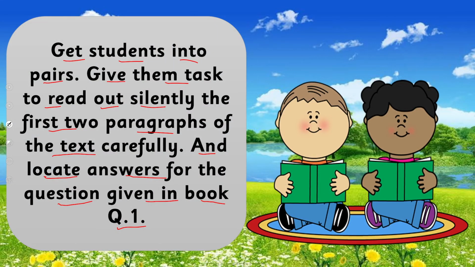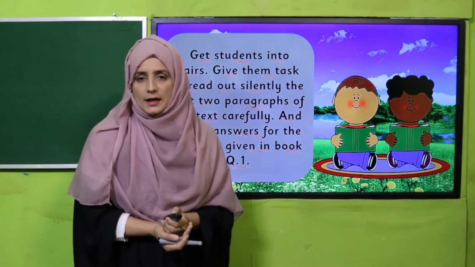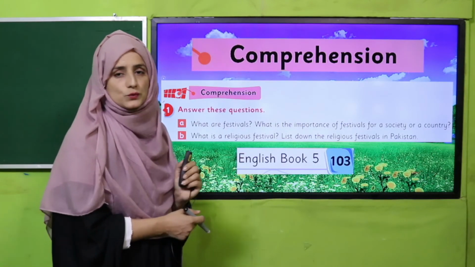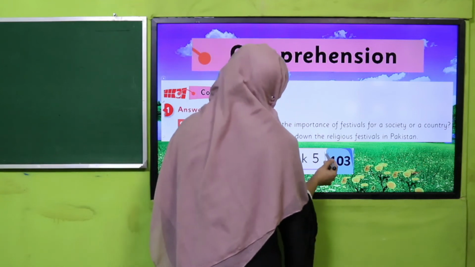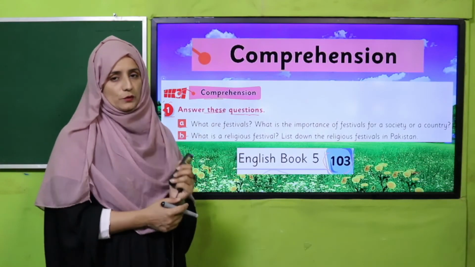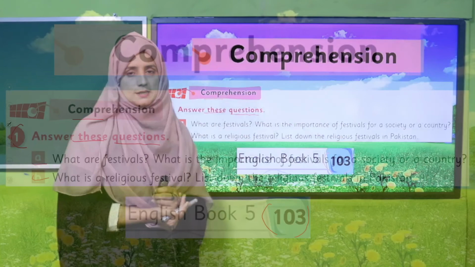Excellent job, good. I hope you have done it in a nice way. Good job. Now it's time to move toward an individual activity. Open book, page number 103, comprehension question, question number 1. You will answer these questions. These two questions are related to these two paragraphs that we have read. So you should write these answers from your book in your notebook. This is your classwork, my dear students. Perform this activity individually in your class.